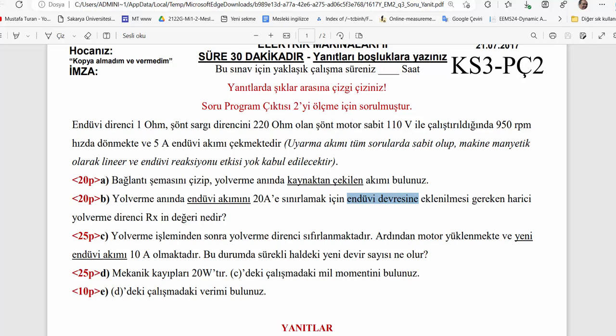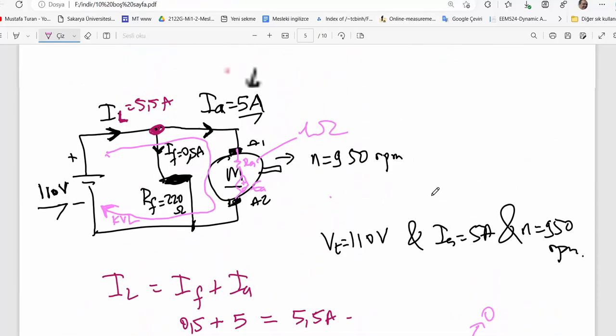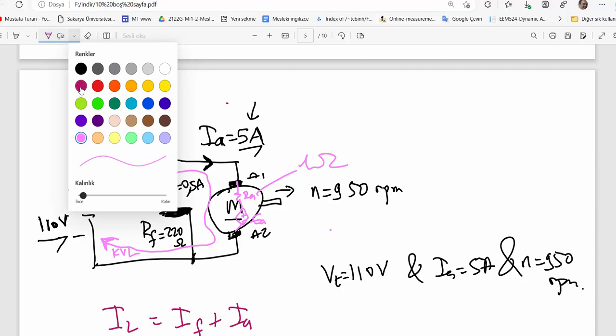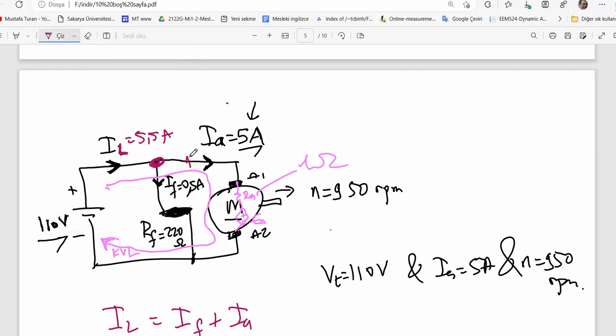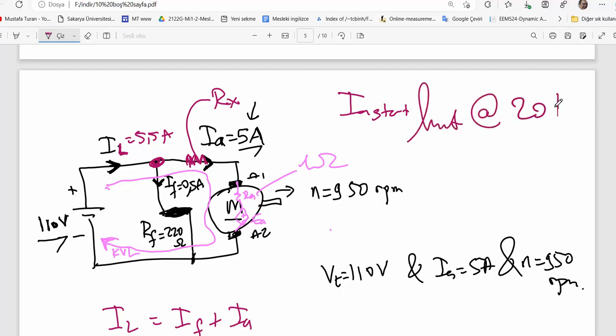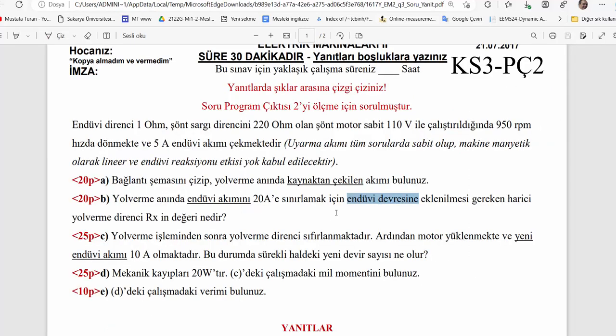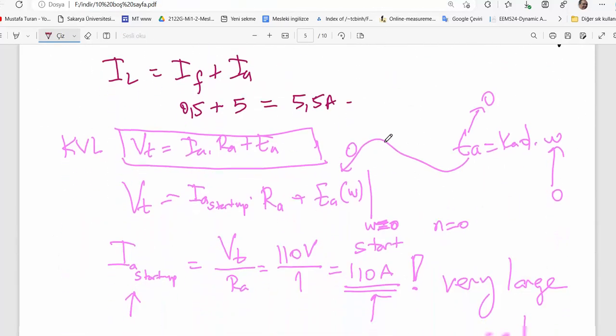What do you mean? I mean, to manage this, I can add some external resistance, let me say Rx, in the armature circuitry. I want to limit the startup current at 20 amps. It is required, it is given in the question. How can you manage this? It is very easy. You can imagine.